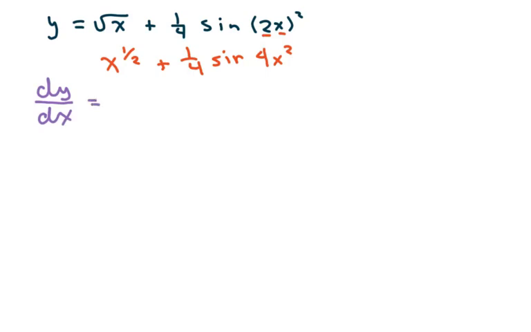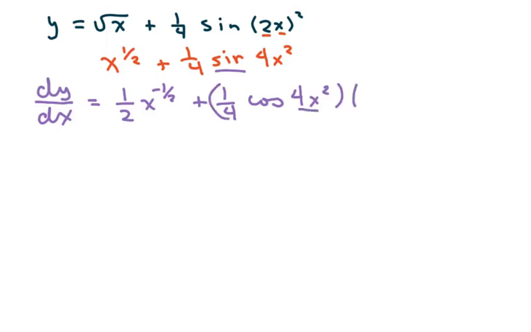So the first piece is just going to be 1/2 x to the negative 1/2. Okay, the second piece is going to be plus 1/4, and then you take the derivative of sine is cosine, and you just write 4x squared, and then you multiply this by the derivative of the inner function, which is going to be 8x.